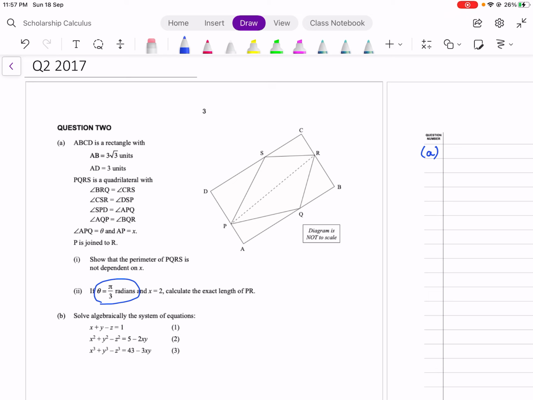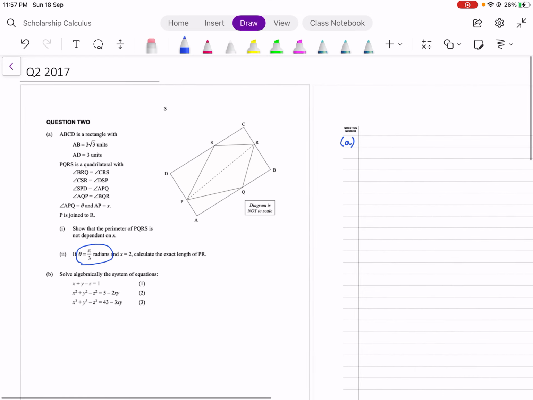It makes the question actually quite easy if you knew it was 60 degrees, because you can go around and find all the lengths, which are all fixed. And then, of course, your perimeter doesn't depend on x anymore. It's just going to be a number. But suppose we didn't know that.